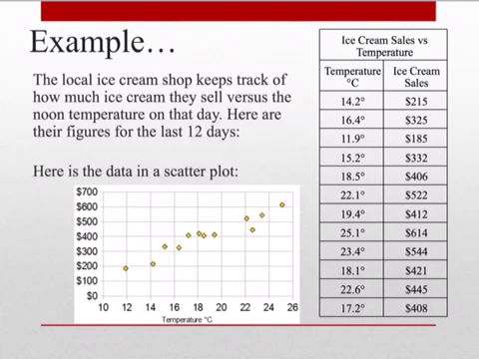And here's another example. A local ice cream truck keeps track of how much ice cream they sell versus the noon temperature that day, and here are their recordings for the last 12 days. So we have our two sets of data, the temperature and the ice cream sales. Then we took this data and plotted it onto this scatter plot, and we can make a pretty good assumption the hotter it is, the more they're selling. It's not always true, but in most cases, it's pretty true.